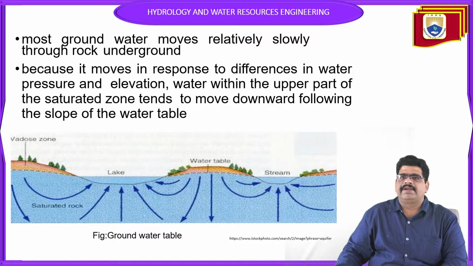Next, groundwater movement. Groundwater moves relatively slowly through the ground and rock, through porous materials underground. It moves in response to differences in water pressure and elevation, and water within the upper part of the saturated zone tends to move downwards following the slope of the water table.